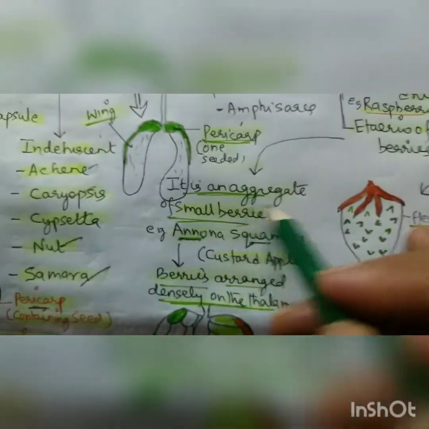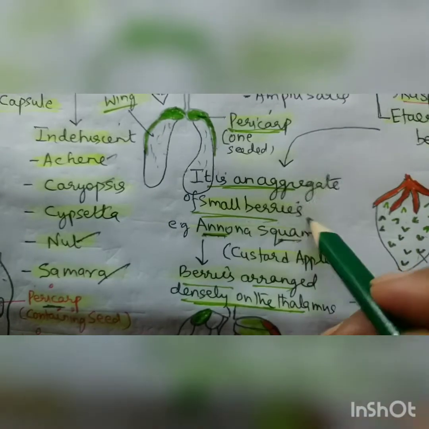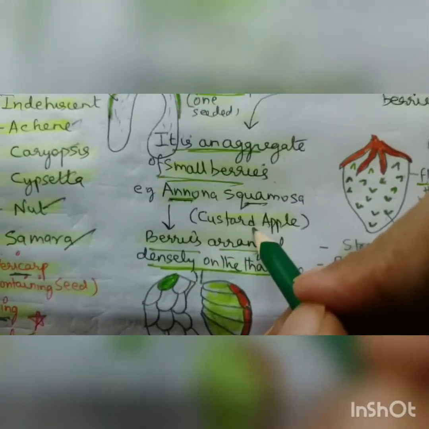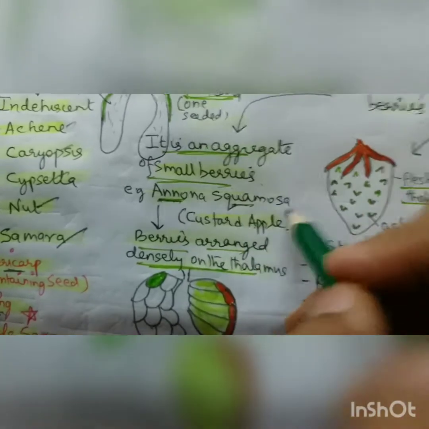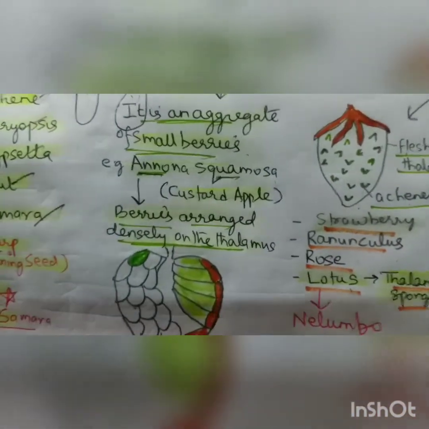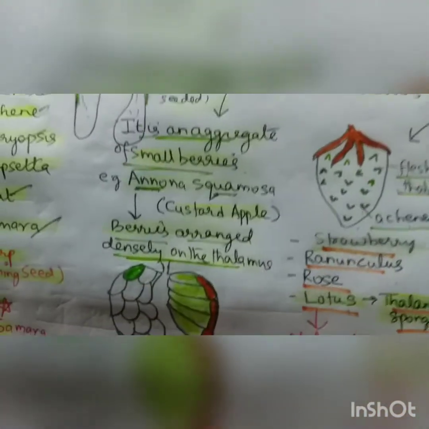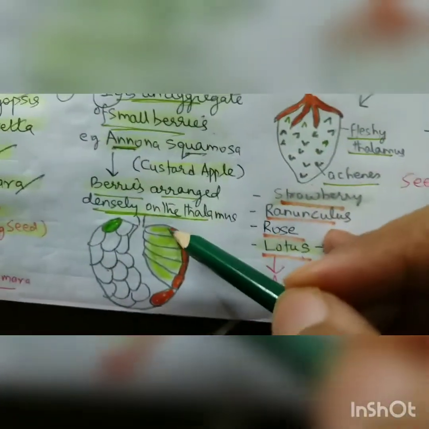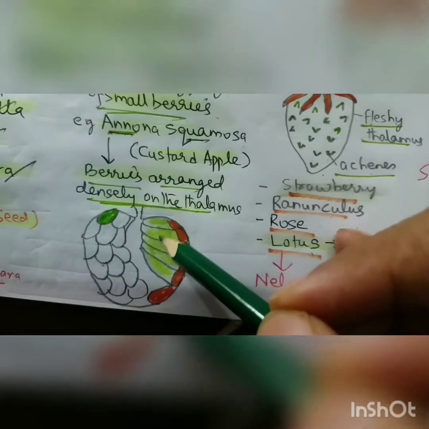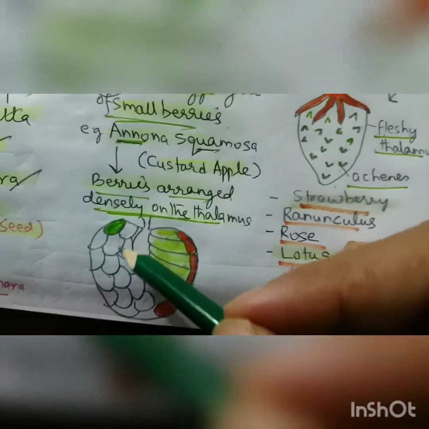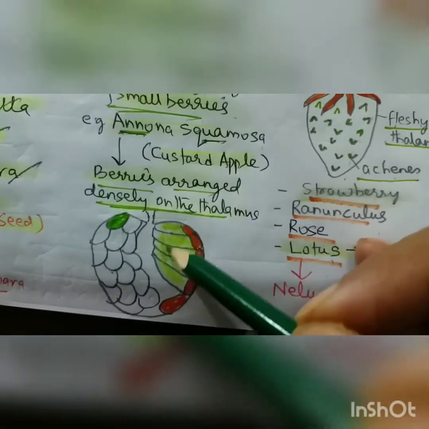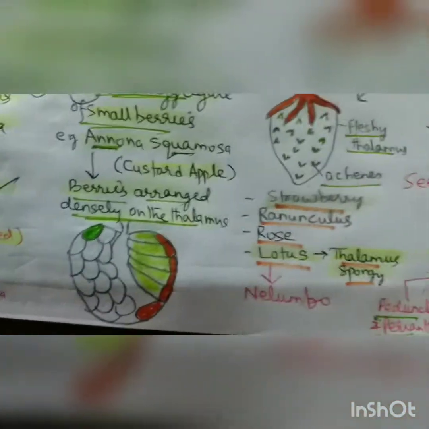In berries, it is also an aggregate fruit in which there are small berries. An example very important from the IAS viewpoint is custard apple, Annona squamosa. This question comes a lot of times. So here the berries are arranged densely on the thalamus. See, this is the custard apple, and you will see these are the berries; this is the outer view and this is the inner view. They are arranged densely on the thalamus and they are eaten.